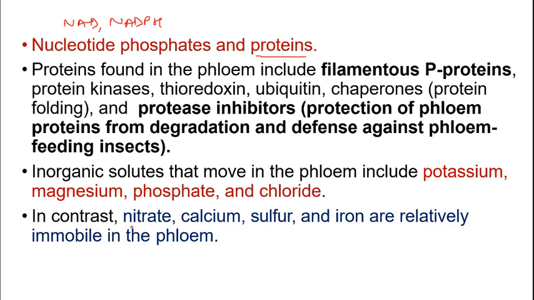But nitrate, calcium, sulfur, and iron, since they are immobile, cannot be transported via the phloem. Remember, the question asked about calcium is very common: calcium is an immobile mineral, so it is not translocated by the phloem.